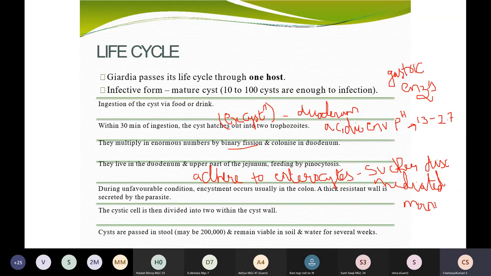Please remember, mannose binding lectin. Underline this. Mannose binding lectin will be present on the surface of the trophozoites. So this is acting as the receptor, which will recognize these epithelial cells, and with the help of the sucker disc, they will attach firmly to these epithelial cells. Got it? Is it clear?